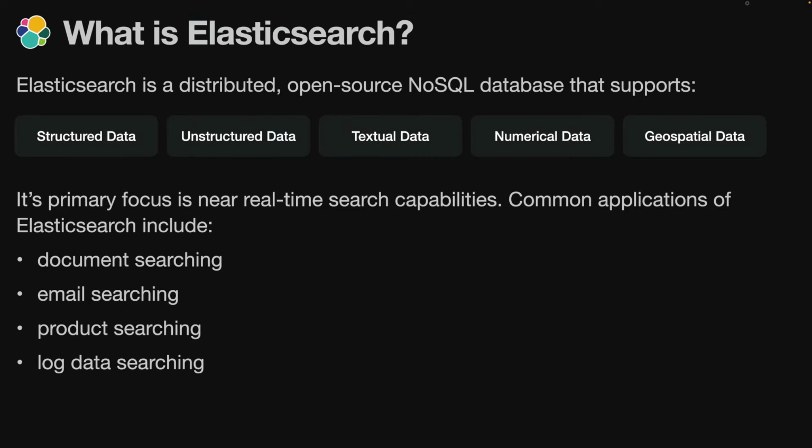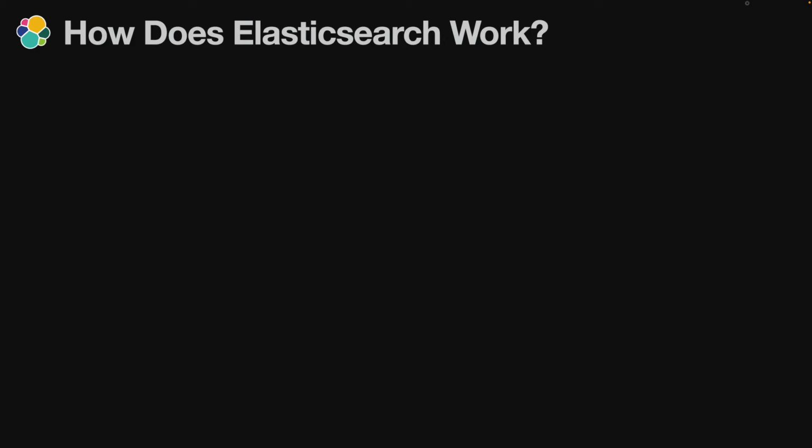What is Elasticsearch? Elasticsearch is a distributed open source NoSQL database that supports structured, unstructured, textual, numerical, and geospatial data. Its primary focus is near real-time search capabilities. Common applications of Elasticsearch include document searching, email searching, product searching, and log data searching. So how does Elasticsearch work?